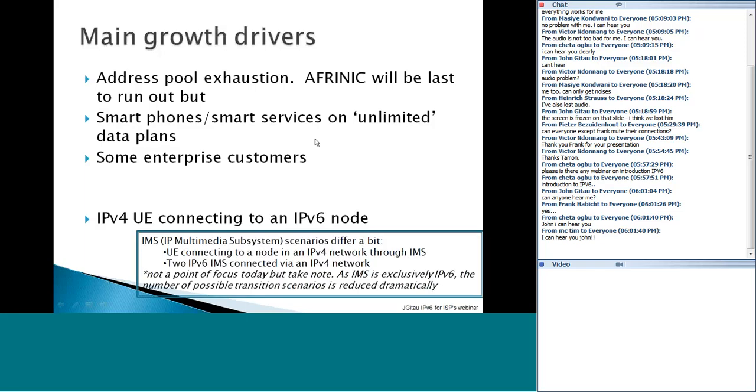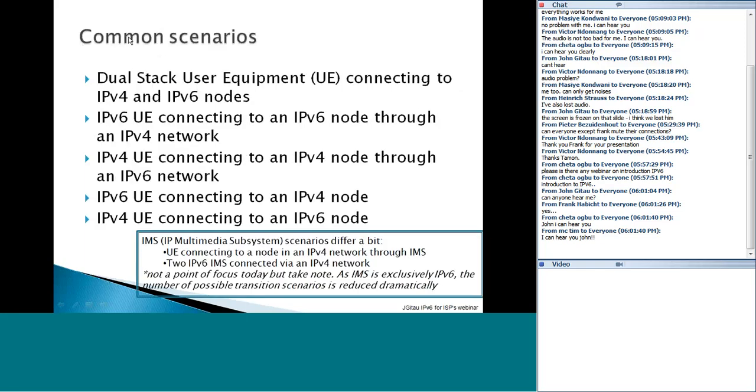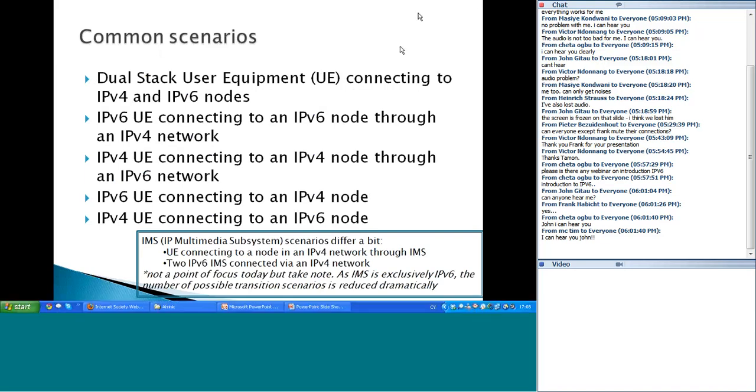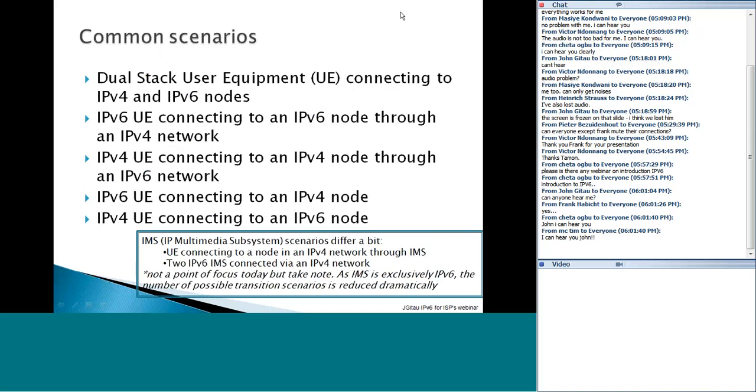Okay. These are the common scenarios I was going through. This slide should be shared, so you can have a look at this later. But the most common one, and the one you'll hear a lot of people discussing, is this whole dual stack. It will be dual stack, and another scenario that will be very popular is where you have the IPv6 end user connecting to an IPv6 node through an IPv4 network.